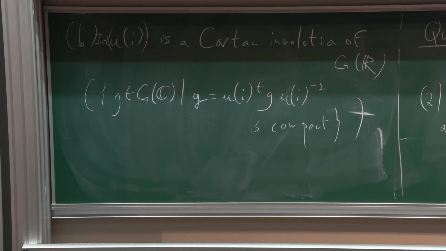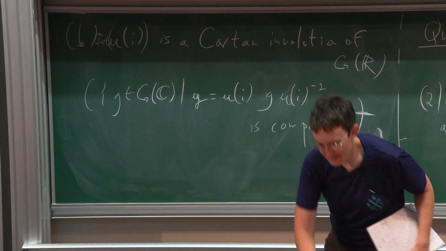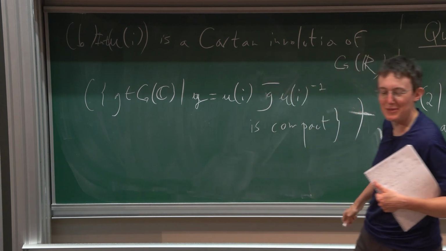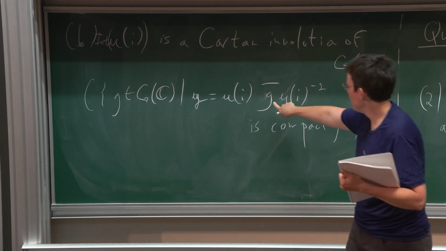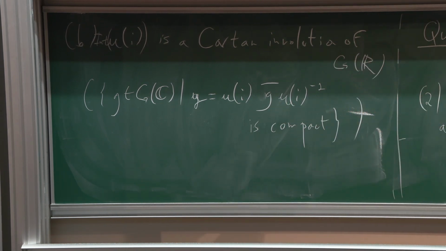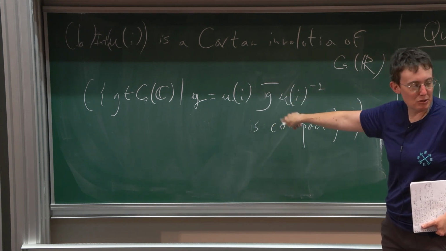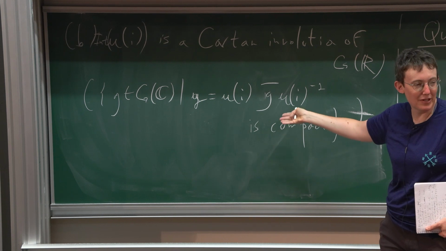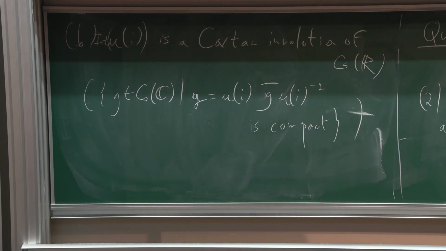All right, I think that's... no, not transpose G, G bar. Transpose G doesn't make sense. You can tell me when I write something that doesn't make sense. G bar is just complex conjugation on all coefficients you want. So this is actually going to be a compact inner form of G of R. So this condition implies that G of R has a compact inner form.